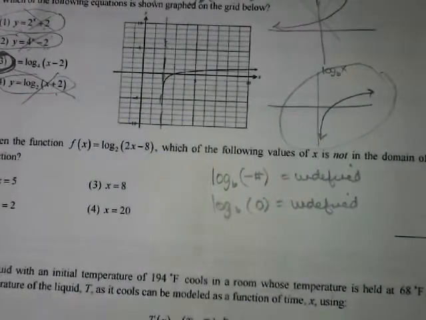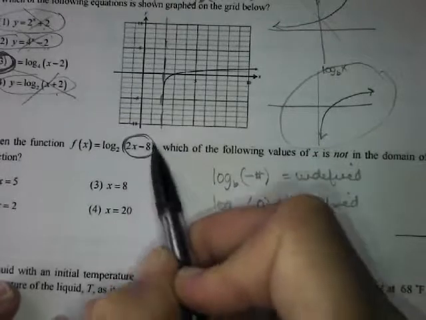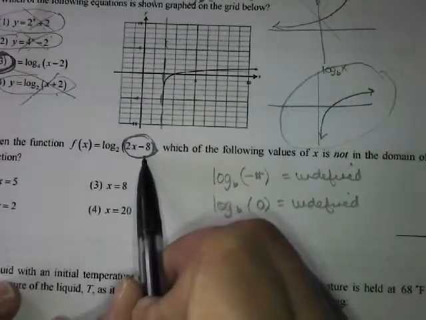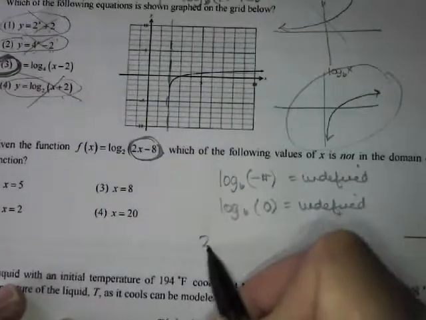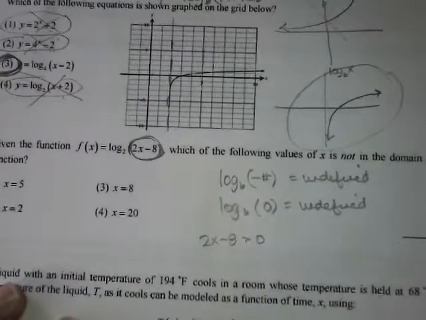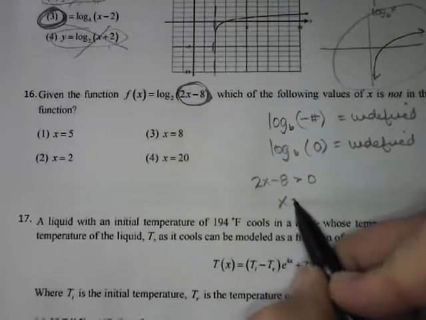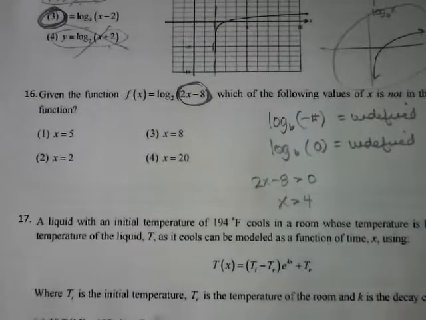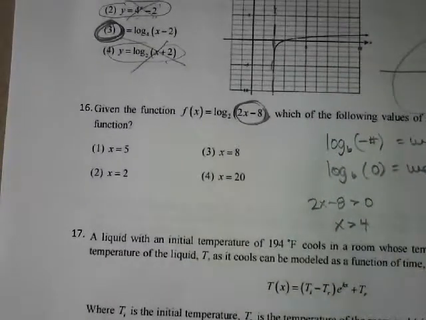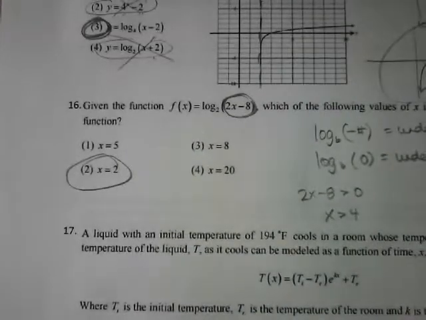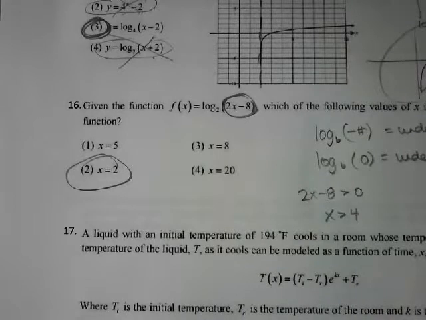So this 2x minus 8 needs to be greater than 0, because that's what we're taking the log of here. So 2x minus 8 has to be greater than 0. You're going to solve that by adding 8 to both sides and dividing by 2. X has to be greater than 4. So look at all your answers. They're all greater than 4, except for 2. So that one's not in your domain. Okay? Any questions on that?